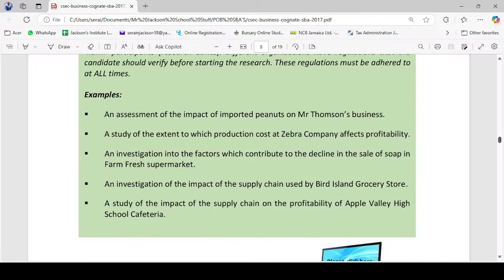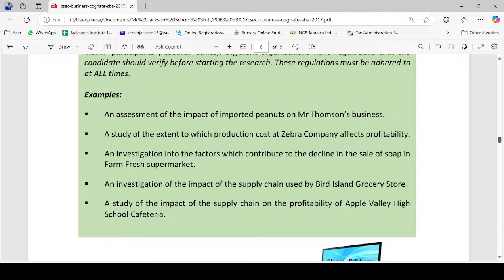So these are some examples. So look at these examples. An assessment of the impact of imported peanuts on Mr. Thompson's business, that is one example. A study of the extent to which production cost at Zebra Company affects profitability.